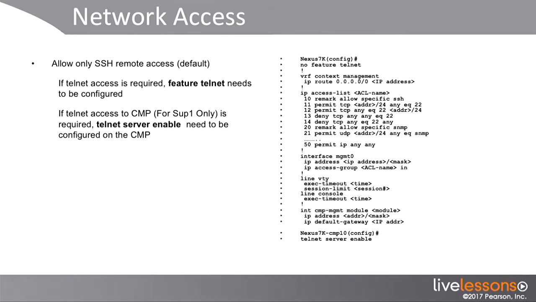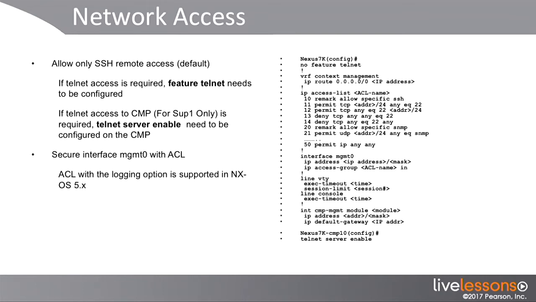as a best practice. In regards to that, if you have a Supervisor 1, which is an older supervisor, and you would like to enable telnet for out-of-band communication to it, you need to run the command telnet server enable in order to connect through the CMP or the out-of-band interface.